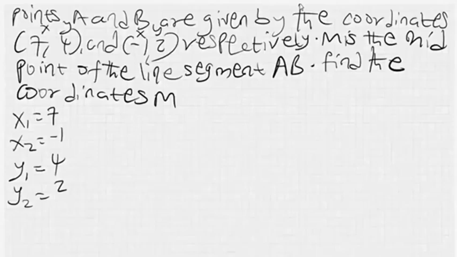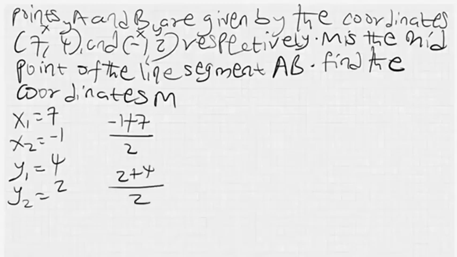So we're going to have x2 plus x1, that's -1 plus 7 over 2. This is for x, and for y, you're going to get 2 plus 4 divided by 2. What we have here is -2, so let's make the correction. Our y2 is -2 instead of plus 2. Let's make the correction here.